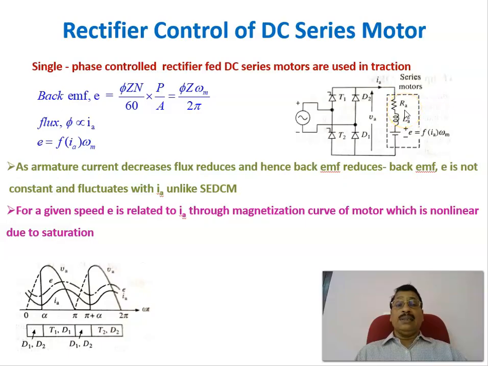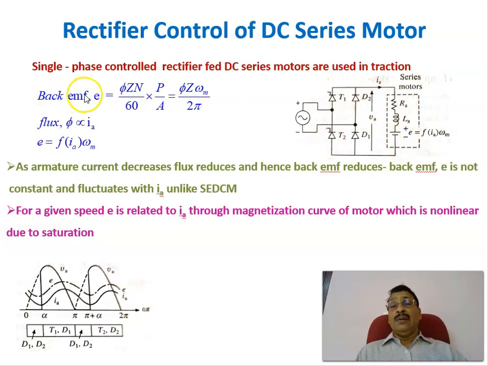Ra is the armature resistance plus the resistance of the series winding, that is totally Ra. La is the armature inductance, and small e is the back EMF, that is not a constant unlike a separately excited DC motor. This is a variable one. It is a function of the armature current Ia and omega M. Therefore, this is the equivalent circuit of a half control rectifier for series motor.